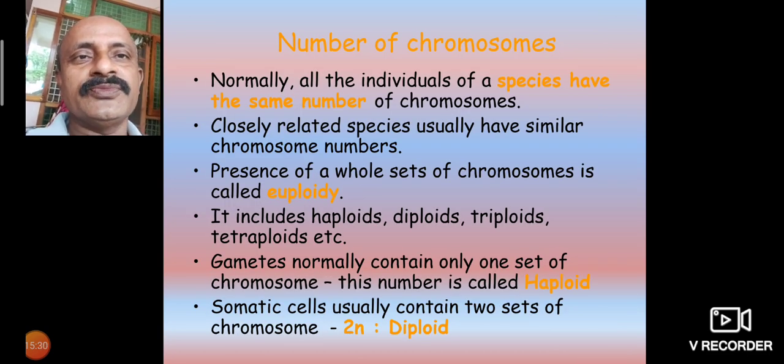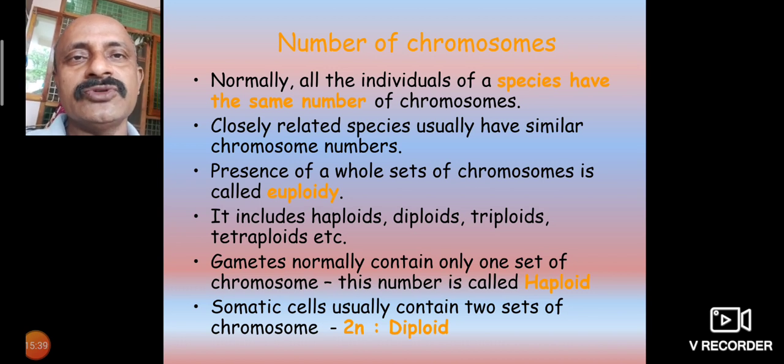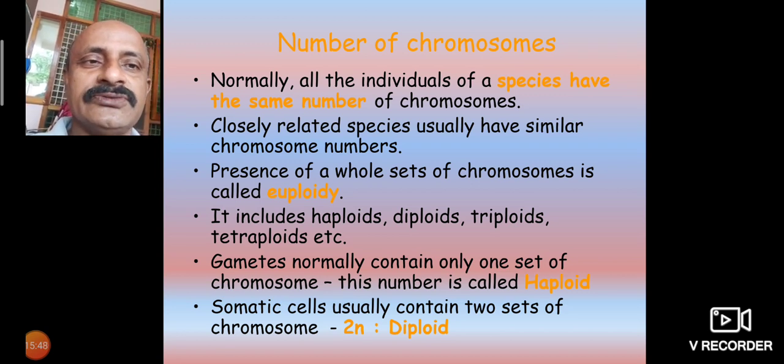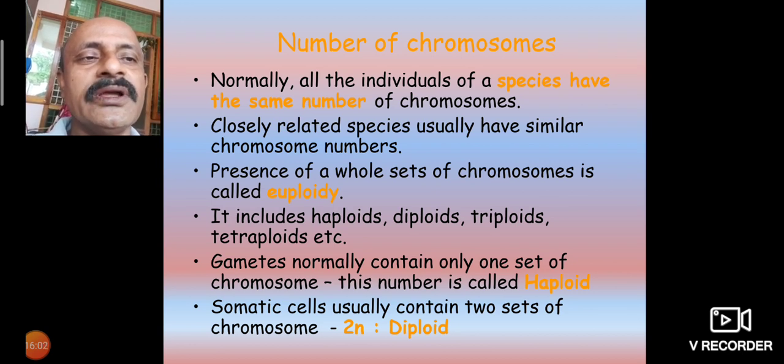The number of chromosomes: normally all individuals of a species have the same number of chromosomes. Closely related species usually have a similar chromosome number. The presence of whole sets of chromosomes is called euploidy. It includes haploids, triploids and tetraploids. Gametes normally contain only one set of chromosomes. This number is called haploid.